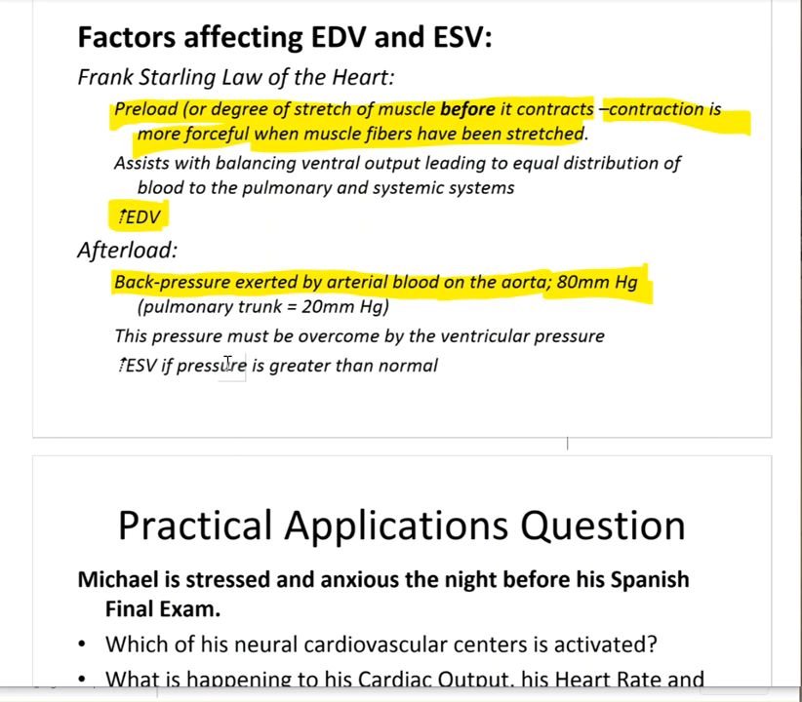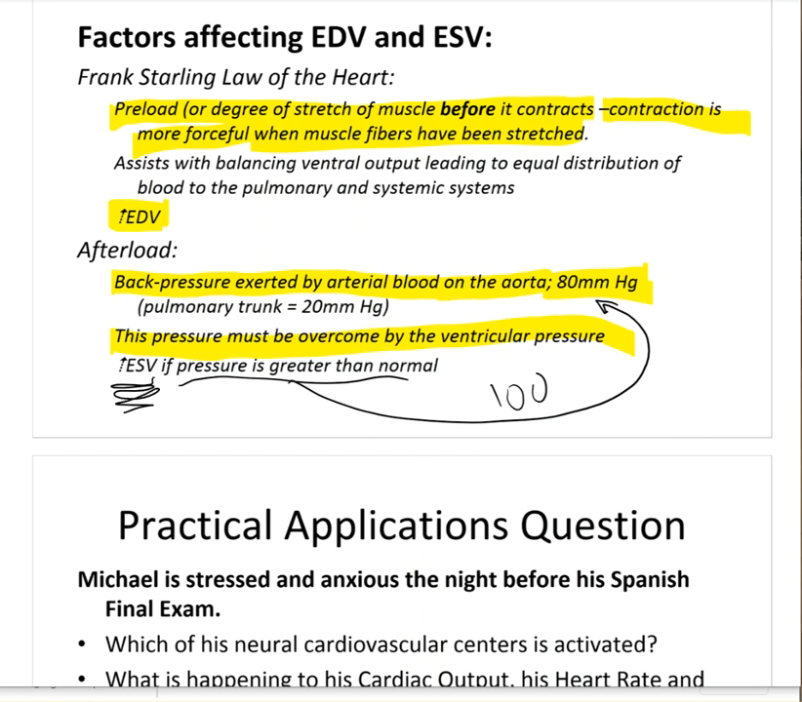So this pressure must be overcome to get the blood out. If this pressure is greater than normal, so that's normal, let's say this pressure was 100 millimeters of mercury, we would have to overcome more pressure in order to get out the blood. And what will happen is usually we won't be able to eject as much blood, and as a result, ESV will go up. The amount of blood that remains in the ventricle will be higher because we aren't able to overcome the extra pressure. This is one reason why high blood pressure can be a problem.